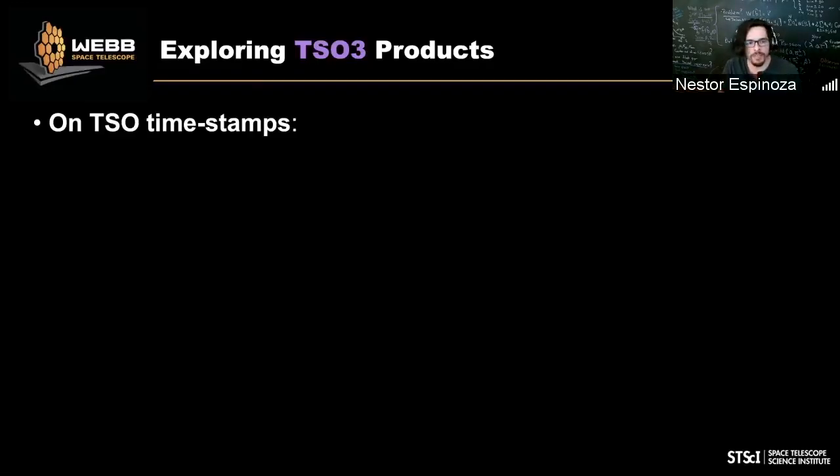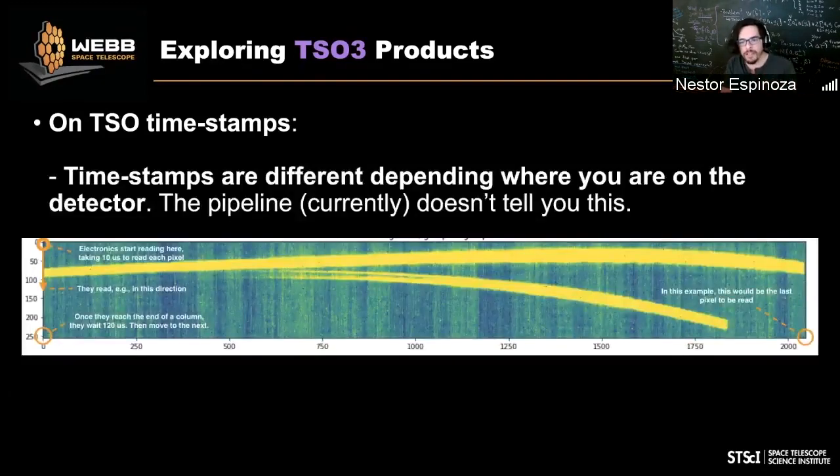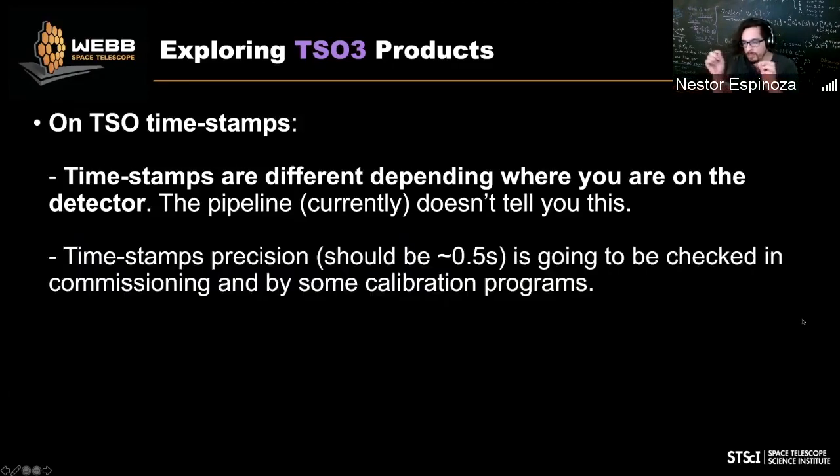Before calling the end of this notebook, I wanted to point out two things. First, TSO timestamps. The precision is something we're going to be exploring during commissioning, but one very important thing I wanted to mention is that timestamps are different depending on where you are on the detector. The pipeline currently doesn't tell you this, but it is due to the fact that the pixels are read sequentially. The very left pixels in this case are read first, and the very right-hand ones are read last. So the left one sees any event happening before the ones in the red, and there's going to be some offset. We're working on either giving you those corrections or letting you do it on your own, but they should typically be small, around 0.5 seconds. Still, keep that in mind.